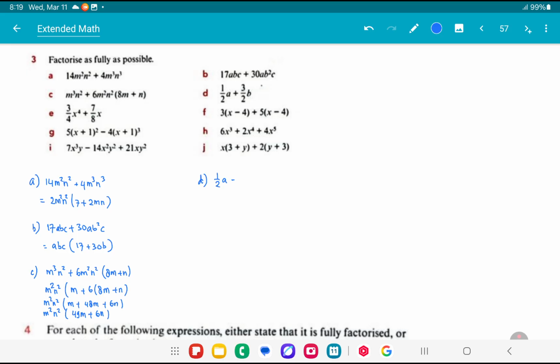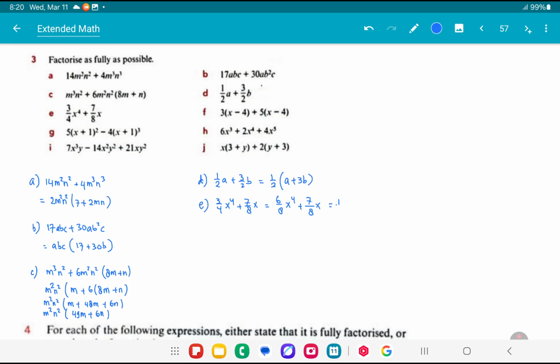For question D, 1 over 2a plus 3 over 2b. We can factorize the 1 over 2, we get a plus 3b. For question E, 3 over 4 x to the power of 4 plus 6 over 8x. For this kind of question, we can change 3 over 4 as 6 over 8, x to the power of 4 plus 7 over 8x.